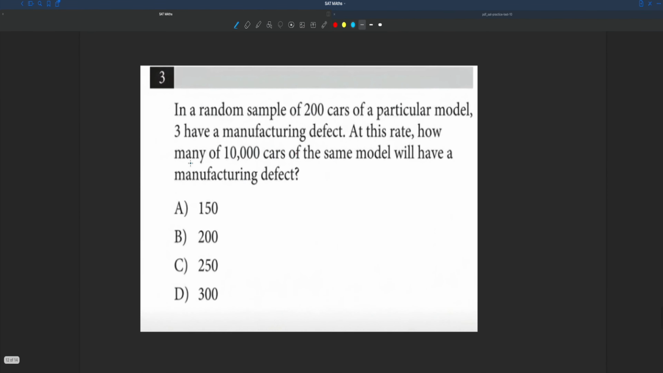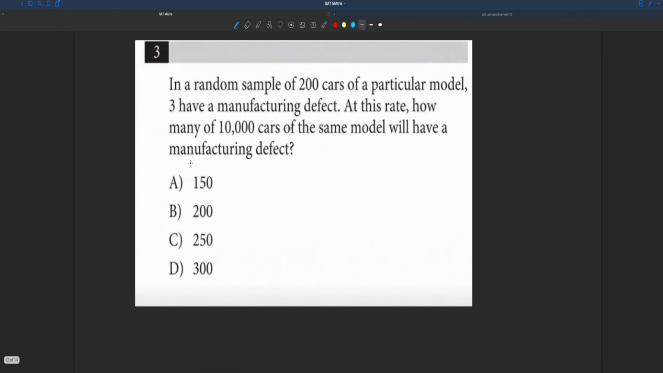Now let's move on to the second problem I found. In a random sample of 200 cars of a particular model, 3 have a manufacturing defect. At this rate, how many of the 10,000 cars of the same model will have a manufacturing defect?